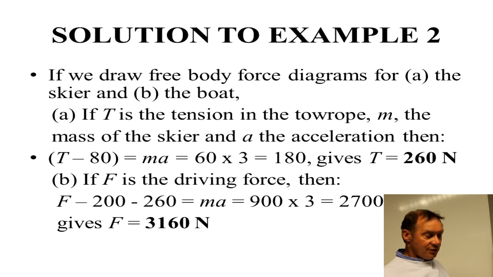If T is the tension in the tow rope, m is the mass of the skier and a is acceleration, then T minus 80 equals ma, which is 60 times 3, which is 180, and this gives tension in the rope as 260 newtons. Second part, if F is the driving force, then because there is 260 newtons tension in the tow rope and 200 newtons of friction, they both act in the same direction, so F minus 200 minus 260 is equal to Ma, where M is the mass of the powerboat, which is 900 kilograms, times 3, the acceleration, is 2700, which gives F equal to 3160 newtons. That's the solution to that.